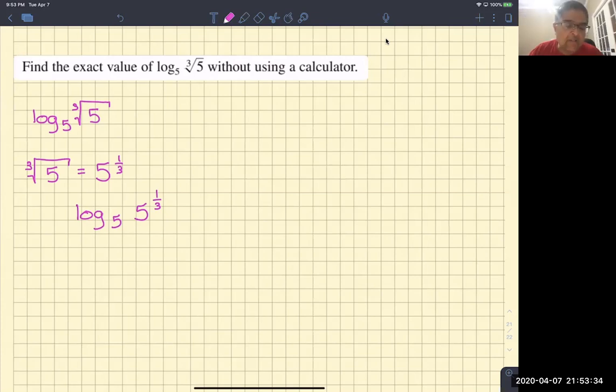What does logarithms allow me to do with exponents? Yeah, you can bring it to the front. So this is the same as 1/3 times log base 5 of 5.